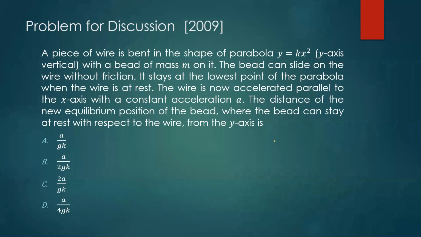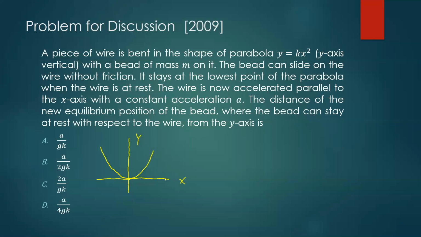Okay. So see, sometimes these lengthy problems are actually easy. So what is this problem saying? You have a wire bent in the shape of a parabola. So we know this is like y is equal to kx square graph. So it should look, let's say if I take x and y axis, like this. This is the wire.